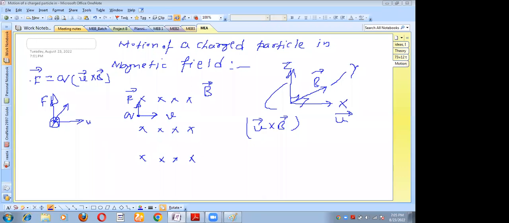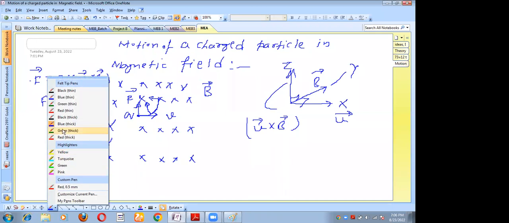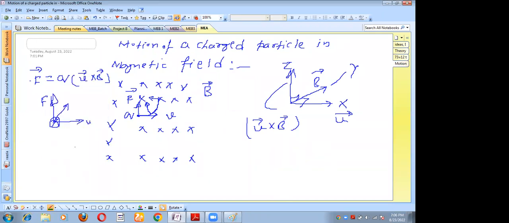So here the force on the charged particle will always be like this. If it moves like this, then force will be along this direction. If the particle moves like this, the force will be along this direction. So here, what will happen is the motion of the charged particle will be circular. The force is always towards the center. So when there is a uniform magnetic field and the charged particle enters perpendicular to the magnetic field, there is always a circular motion and the path of the charged particle will be circular. Understood this?